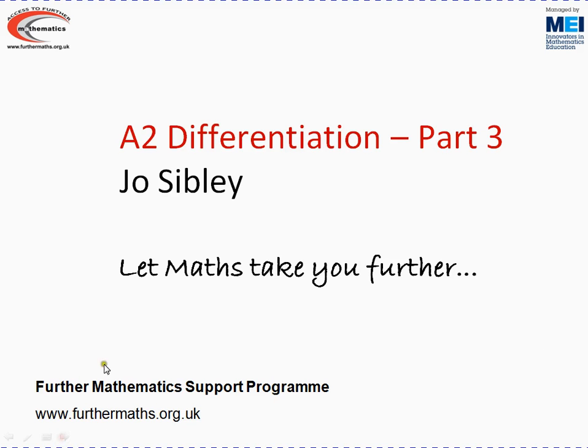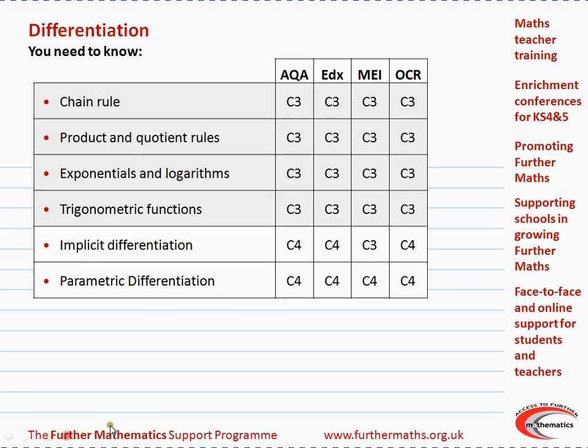We're going to be looking today at the third part of the A2 differentiation topic, and this is the third and last part. So far we've covered chain rule, product and quotient rules, exponentials and logarithms and trig functions. Today we're going to be looking at the C4 topics, implicit differentiation and parametric differentiation. You can see here that these two topics appear in Core 4 for almost all of the specifications, with MEI just touching on the implicit differentiation in C3.